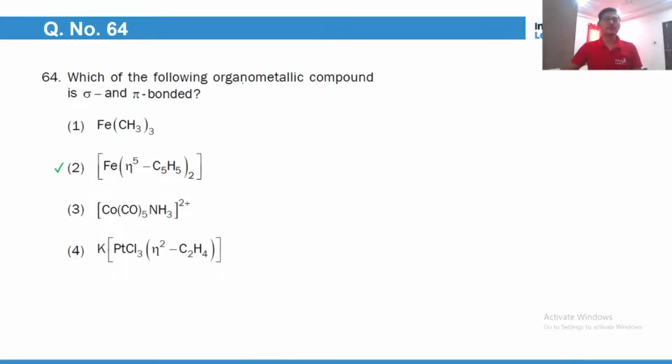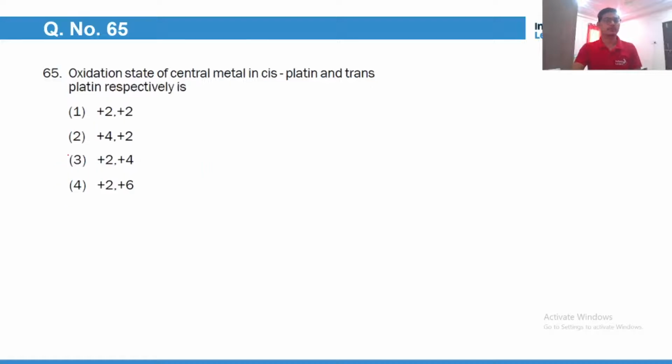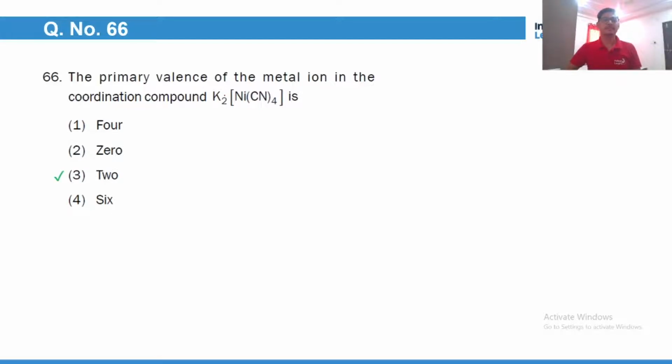Which of the following is an organometallic compound with sigma and pi bonds? This is ferrocene, right? Oxidation state of the central metal in cisplatin, Pt(NH3)2Cl2. It's a neutral compound and 2 negative means 2 positive. So the oxidation number of platinum in both the cases is plus 2. Primary valency is ionizable, it is 2.